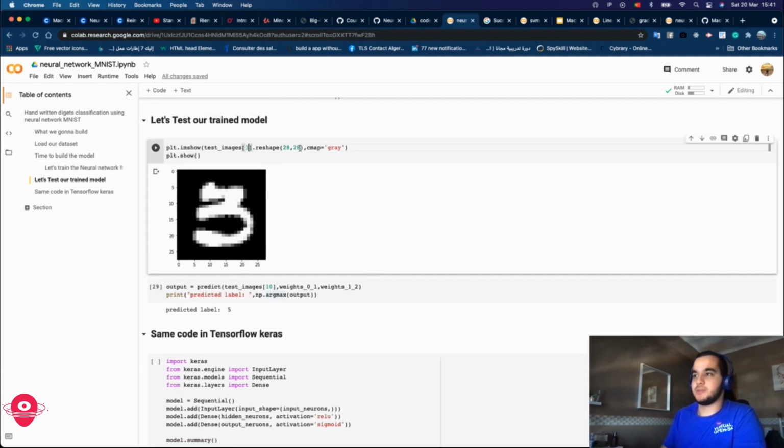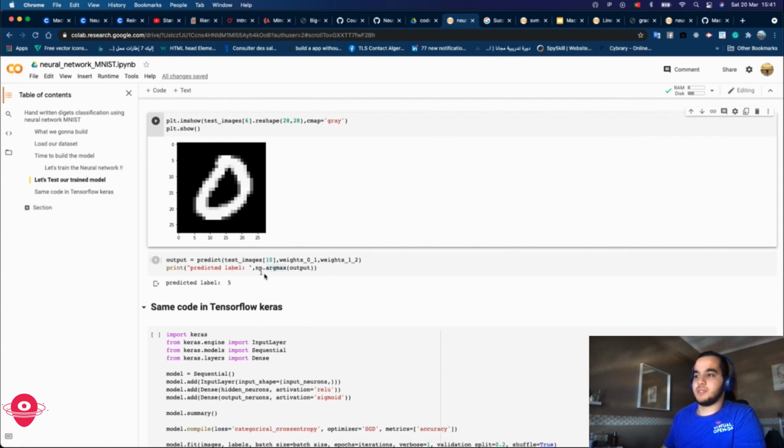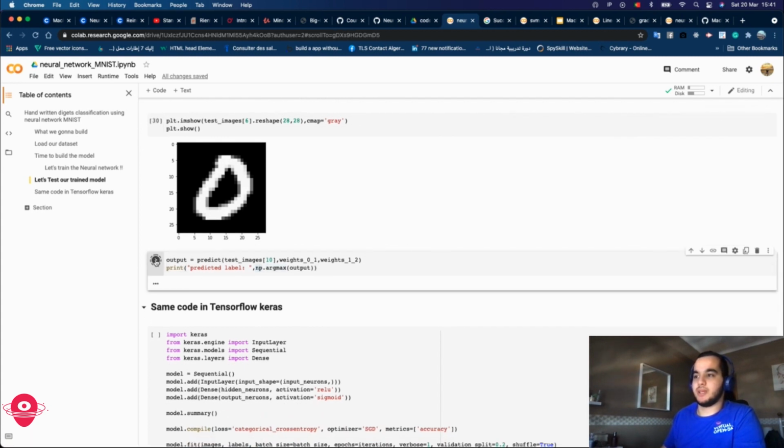Let's try another image. So this is number 0. Let's see what our model will get. It's gonna get a 5 too, oh, we are making a mistake here.